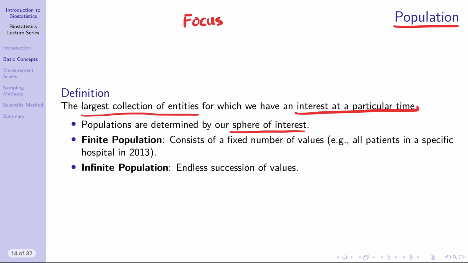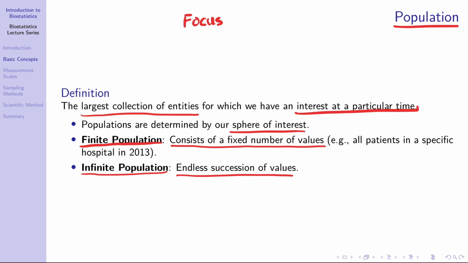We can classify population into two types. We have the finite population, which consists of a fixed number of values, and the infinite population, which is an endless succession of values. For example, if you're trying to calculate the mortality rate at a particular hospital, the values are going to be continuously changing every day, because every day there's going to be a patient who might be suffering from a particular disease and who can succumb to death.